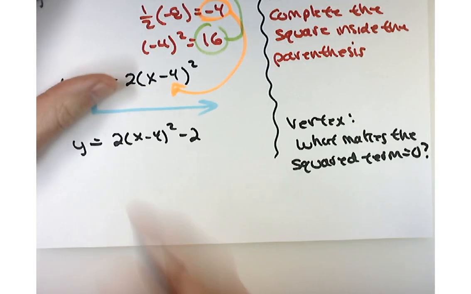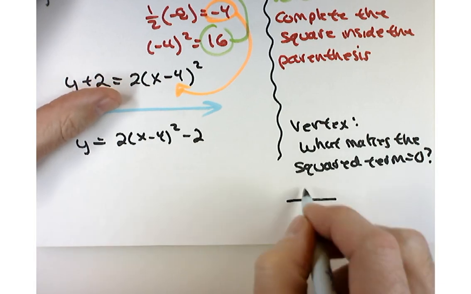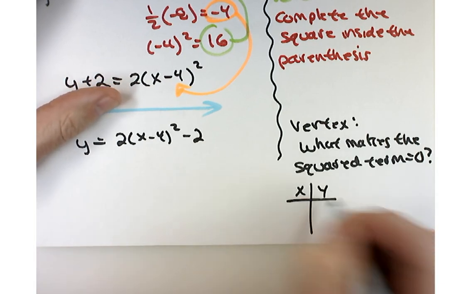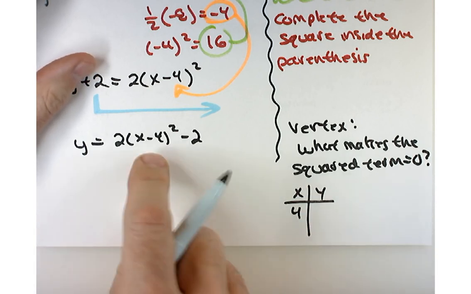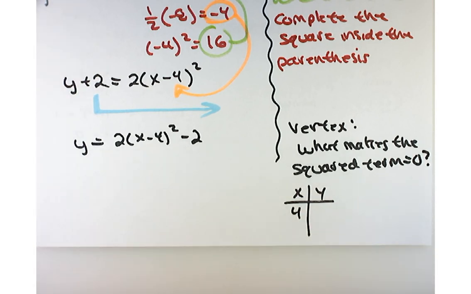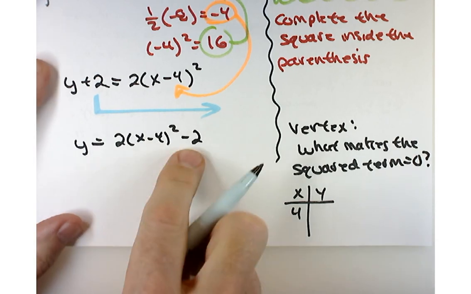What does it work out to be in this case? 4. All right, a 4. Now, if I put in a 4 here, Sarah, maybe you can help me out. If I put in a 4 for x, what would I get for y?